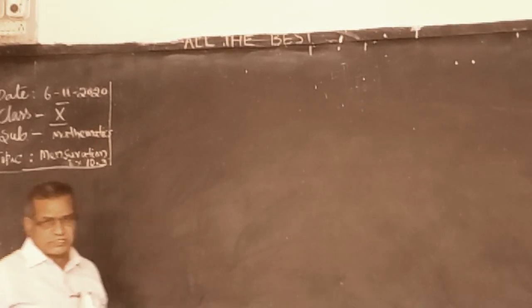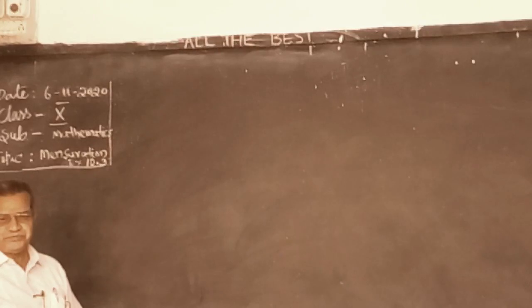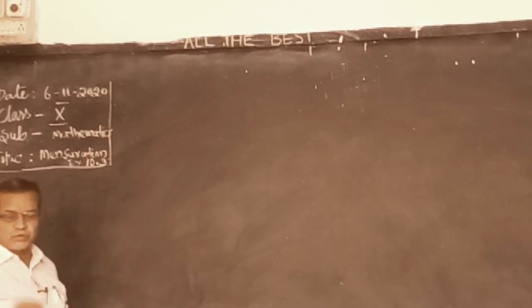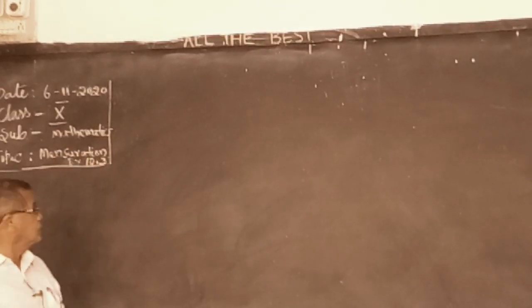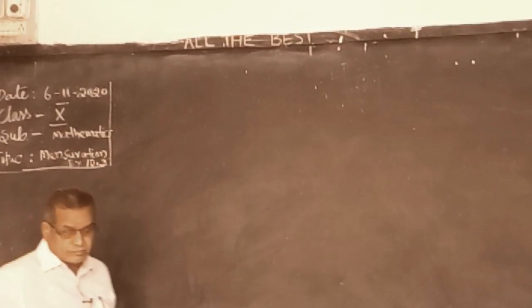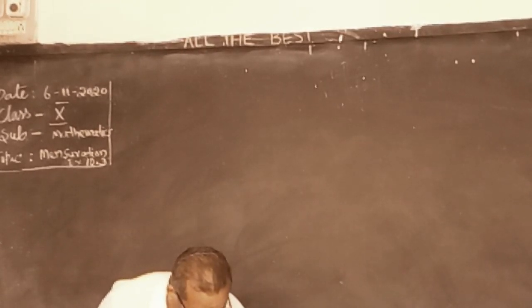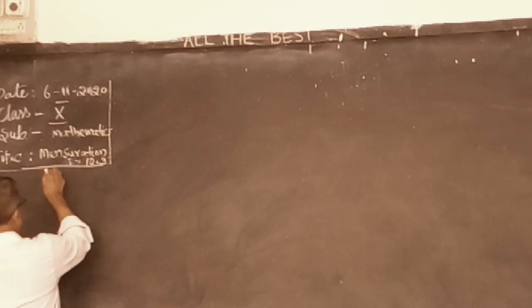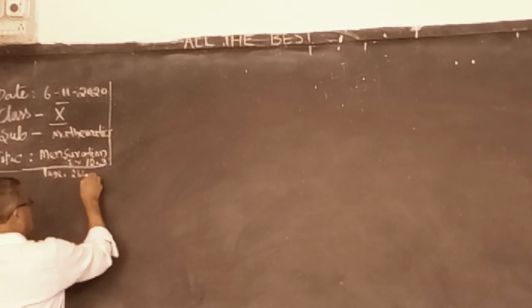Yesterday we finished surface areas of combined solids of exercise 10.2. Today we are starting this 10.3 exercise. It is given on page number 264.